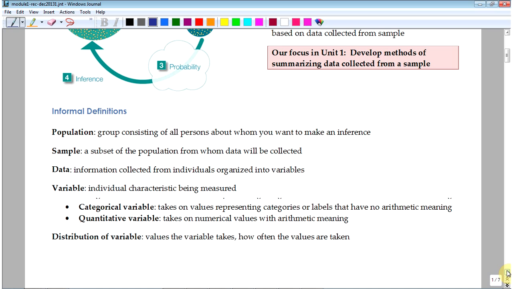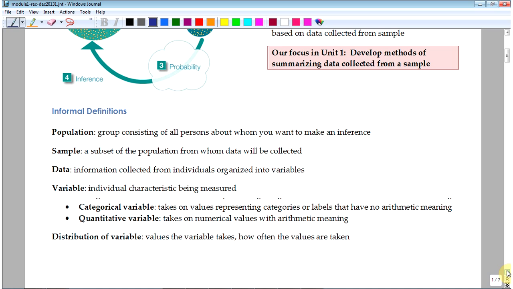There are 2 types of variables that we're going to be talking about. The first type is a categorical variable. These values do not have an arithmetic meaning if they're numerical. Often they're just categories or labels. There are no numbers. So for example, male and female would be a categorical variable.